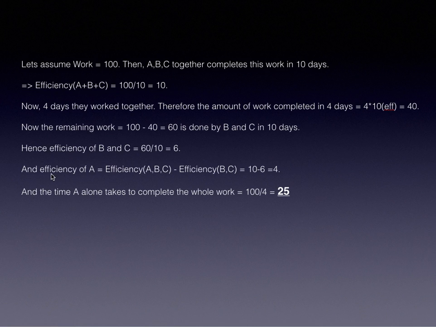Therefore, the efficiency of A is equal to the efficiency of A, B, C minus the efficiency of B, C, that is 10 minus 6, which is equal to 4. And we have assumed that the work is 100. Therefore, the time A takes to complete the work will be 100 by 4. That is, this is the efficiency of A, and this is the work. Therefore, 100 by 4, which is equal to 25.